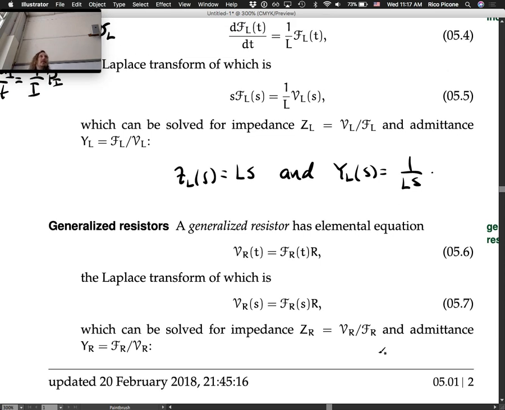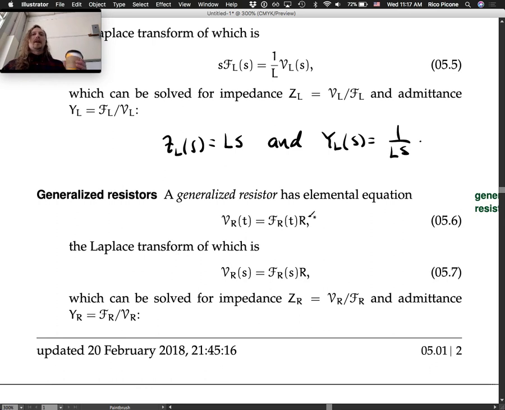Okay. And now we have the generalized resistor. So the generalized resistor, for an electrical system, it's just a regular old resistor. For a mechanical system, it's 1 over the damping ratio, or the damping coefficient, I should say. So the resistance R is either in ohms or in 1 over whatever the units of B are, I can't remember off the top of my head. They don't have damping ratio, does it? Damping coefficient does. Yeah.